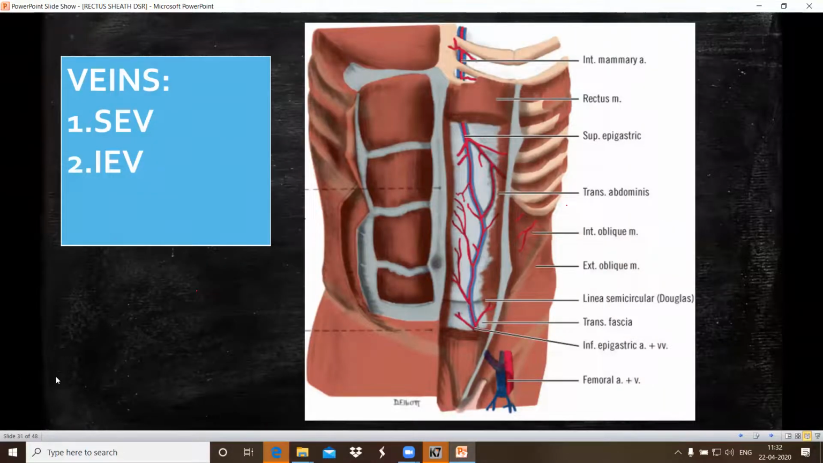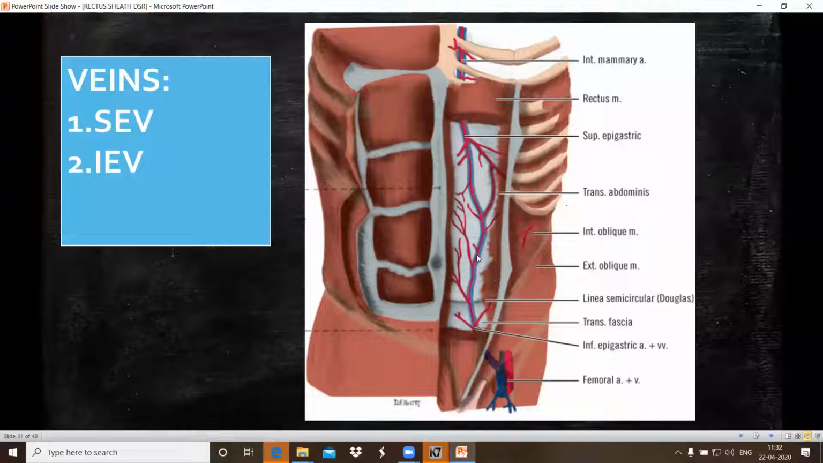Next we'll move to the superior epigastric vein and inferior epigastric vein. It's very simple. The superior epigastric veins are venae comitantes. A pair of veins are present on either side of the superior epigastric artery. They run upwards and drain into the internal thoracic or internal mammary vein. So the superior epigastric veins are venae comitantes, two in number, run upwards and drain into the internal thoracic vein.